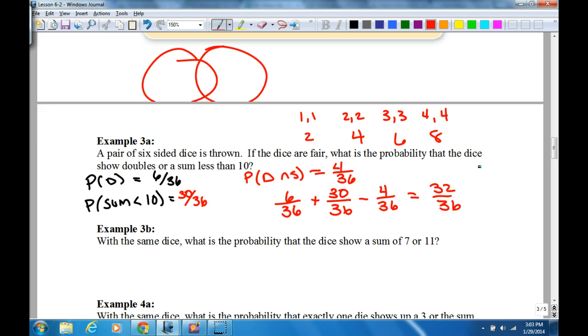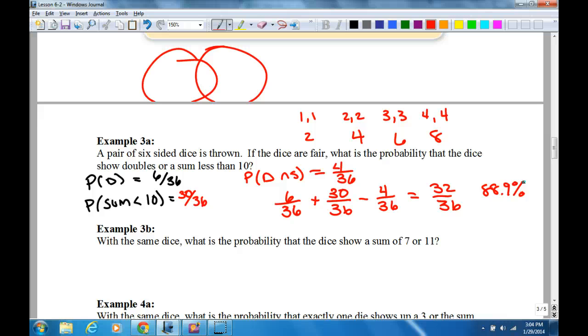Or 8 over 9, or if you were to put that in your calculator and find the percent, it's going to be like 88.9%. Okay? 89 or 88.9% of the time that it'll show doubles or a sum less than 10. So that's how many times that you have the probability of landing on it.